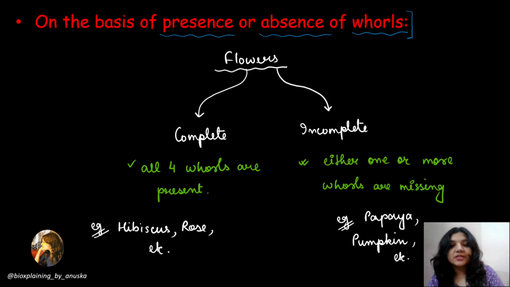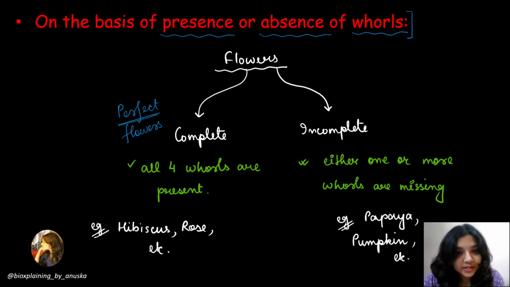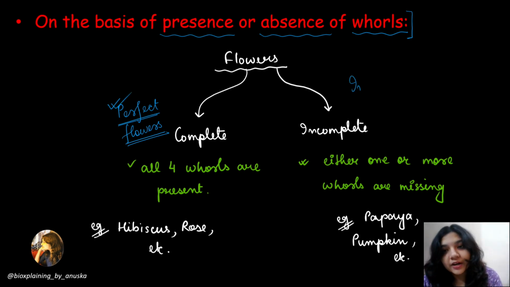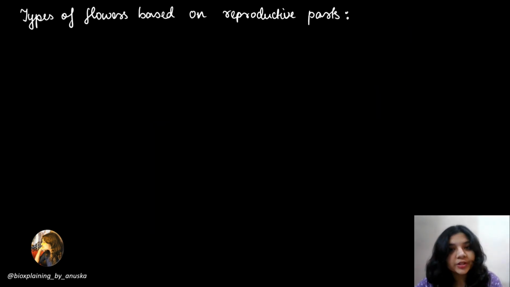For incomplete flowers, what can we have? We can have papaya, pumpkin, etc. Now, one thing that we have to remember is that complete flowers can also be known as perfect flowers, right? Means a flower which has all the four whorls, calyx, corolla, androecium, gynoecium, is a complete flower, or it can also be called a perfect flower. And incomplete flowers also are known as what? They are also known as imperfect flowers.